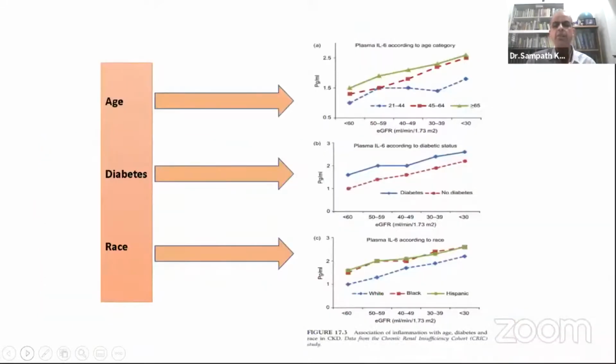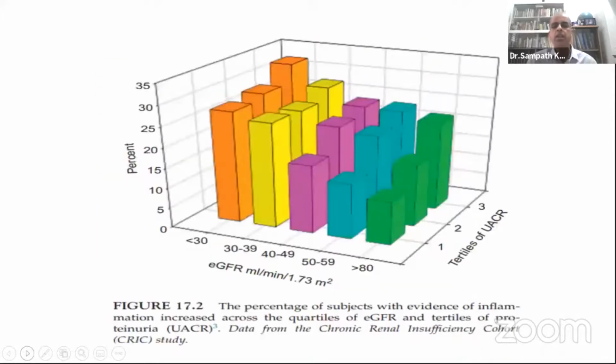So what about the epidemiology? As we age, we become more inflamed, and diabetics are more inflamed. And as far as race is concerned, the Hispanics and blacks are more inflamed. And when you consider the contribution of proteinuria and the reduction of GFR, you will find that the highest tertiles of inflammation happen in those patients with the lowest GFR and highest levels of proteinuria.